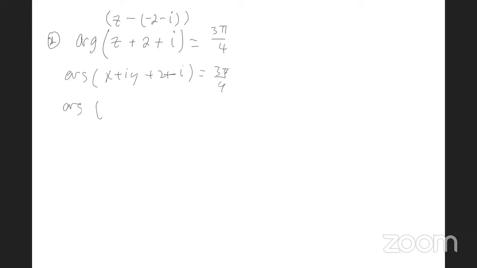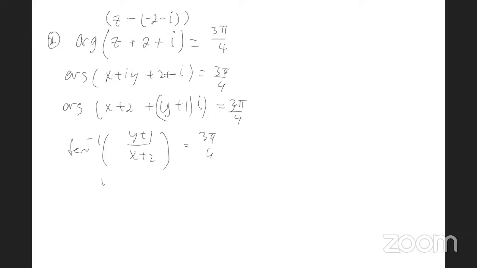So this is the argument of x plus 2, y plus 1 by i is equal to 3/4 pi. So this is tan inverse of y plus 1 over x plus 2 is equal to 3 pi on 4. So y plus 1 over x plus 2 is equal to tan 3/4 pi.